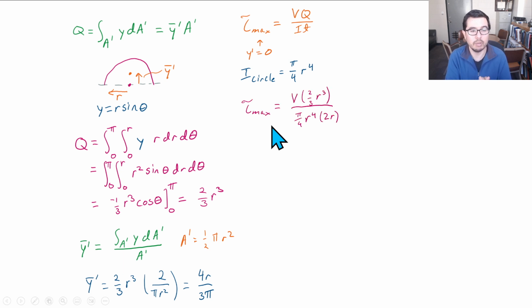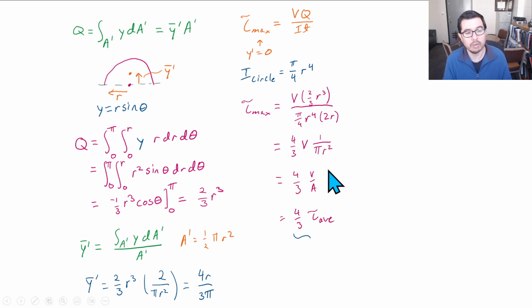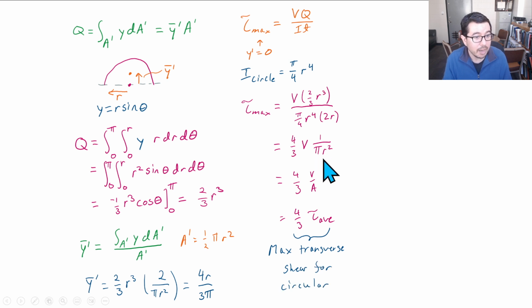And we can now plug these parameters into our shear formula, and we get 4/3 times V times 1 over pi r squared, and pi r squared is the area of the circle. So once again, if we have the internal shear force and the area of a circle, pi r squared, then we can figure out the average shear stress. And the maximum transverse shear stress for a circular cross section is 4/3 times the average shear stress.